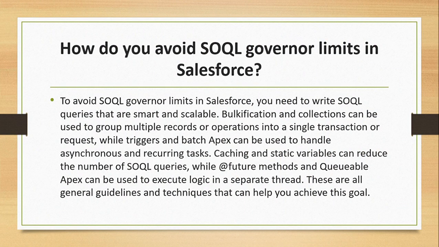So how do you avoid SOQL governor limits in Salesforce? To avoid SOQL governor limits in Salesforce, you need to write SOQL queries that are smart and scalable. Bulkification and collections can be used to group multiple records or operations into a single transaction or request, while triggers and batches can be used to handle asynchronous and recurring tasks. Cache and static variables can reduce the number of SOQL queries, while future methods and queueable effects can be used to execute logic in a separate thread. These are all general guidelines and techniques that can help you achieve this goal.